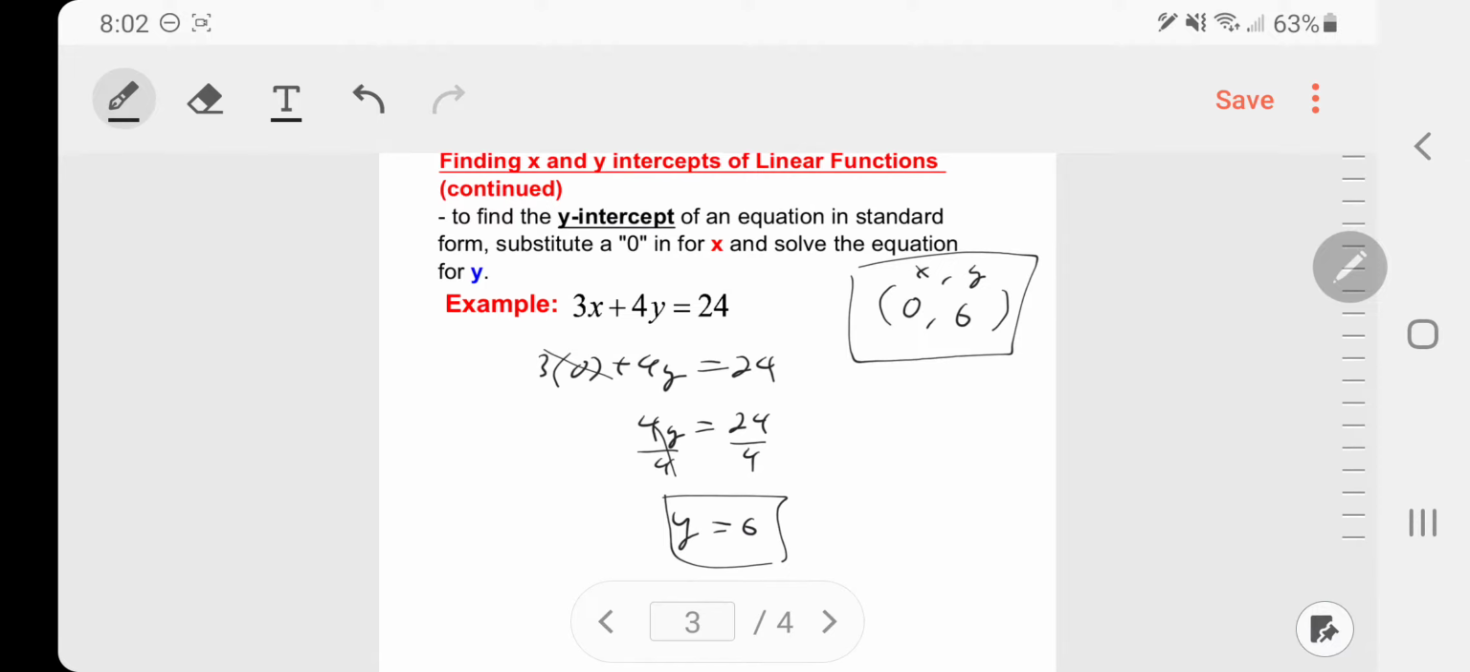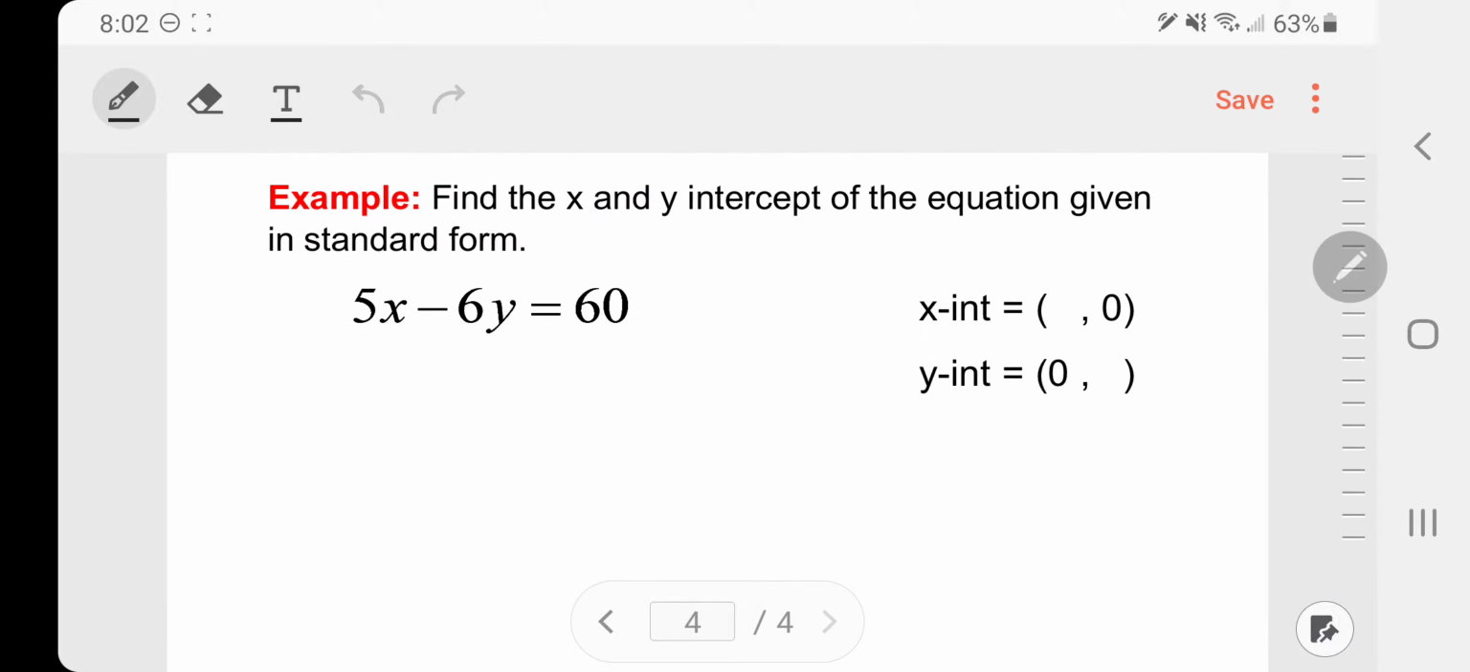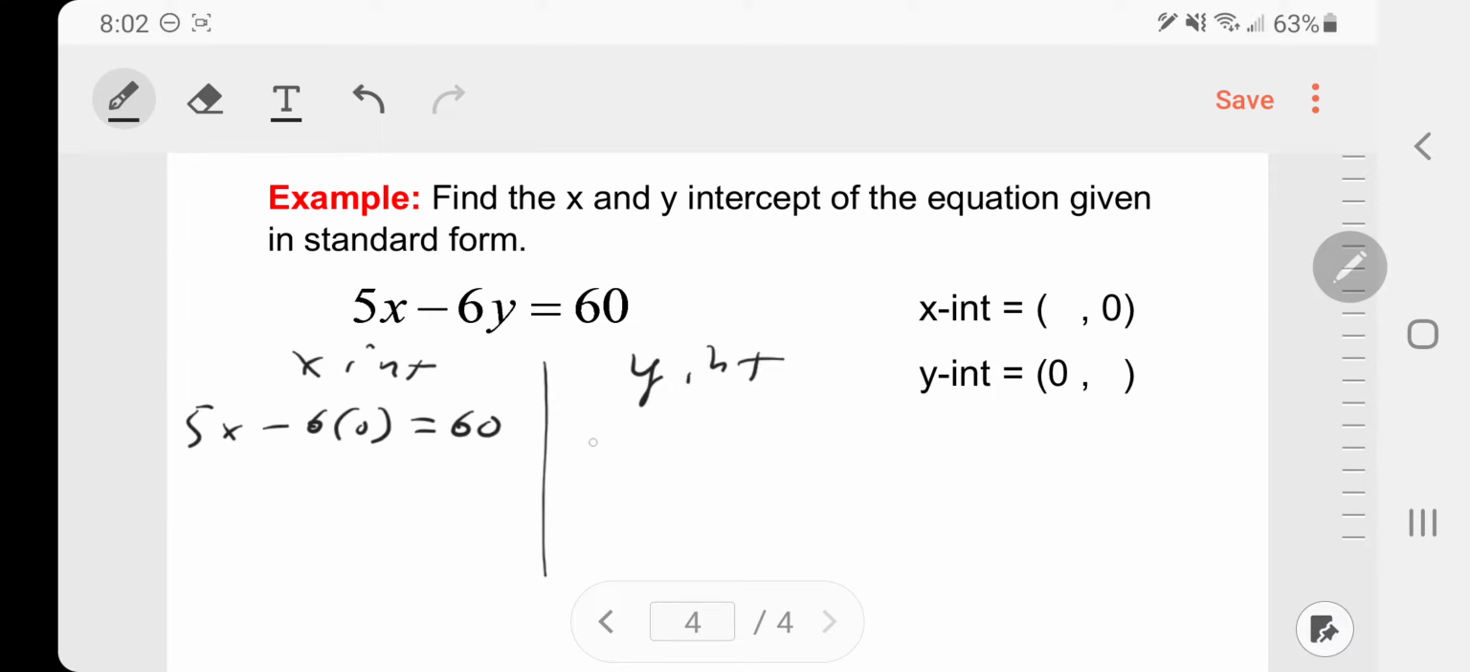All right, let's take a look at one more quick example. In this one, we're going to look for both the x and y-intercepts. I've already outlined the coordinates on the right side for us. So on the left side, let's find the x-intercept. On the right side, let's find the y-intercept. Okay, so for the x-intercept, we know we are going to plug in 0 for y, and for the y-intercept, we know that we are going to plug in 0 for x.